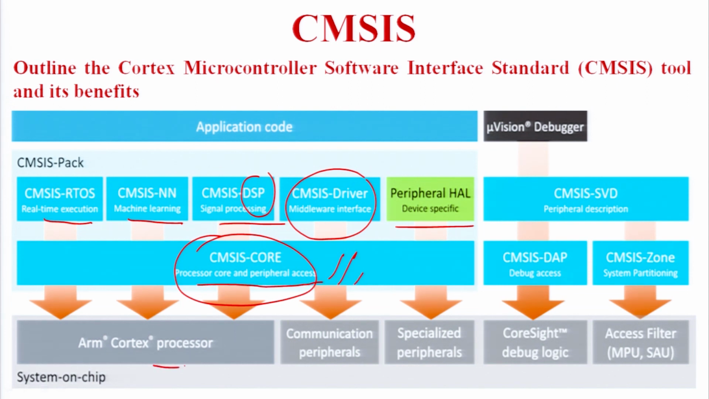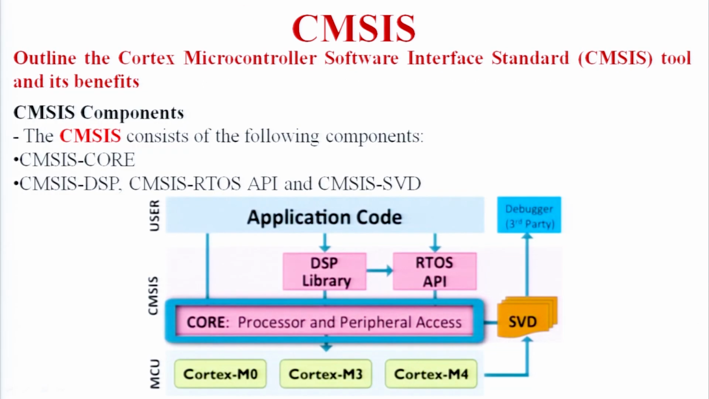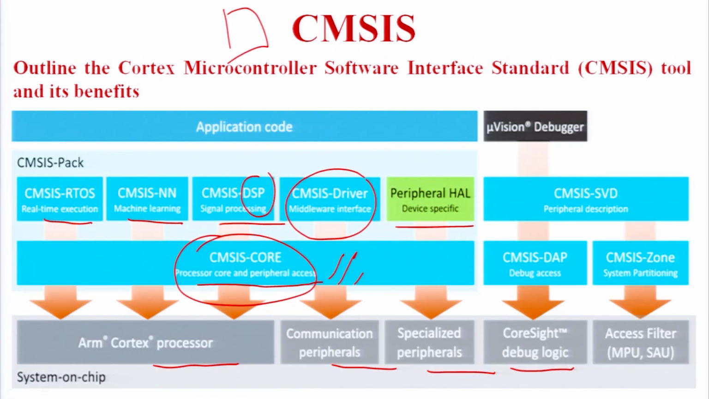The ARM Cortex processor, communication peripherals, specialized peripherals, and core-side debug logic all lie in the peripheral layer. So all the layers and all the things are in a single chip. That is a system on chip. System on chip means that all the things are integrated on the same chip. Data from the peripherals goes to this, and there is some third party software, that is a debugger. If there is any debugging issue, we operate from here.